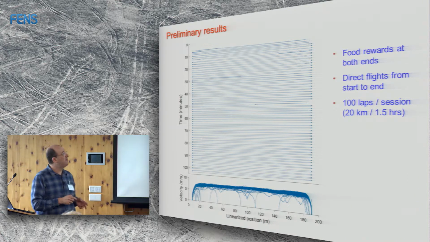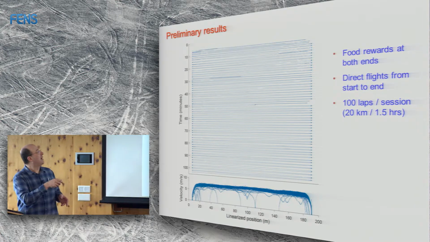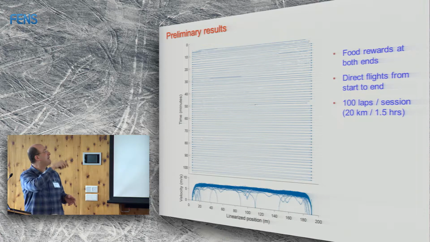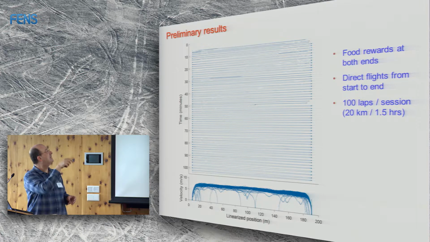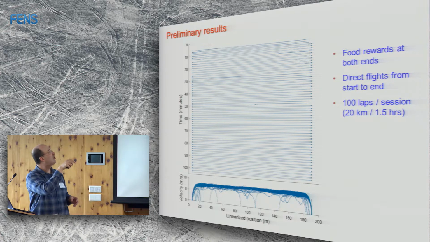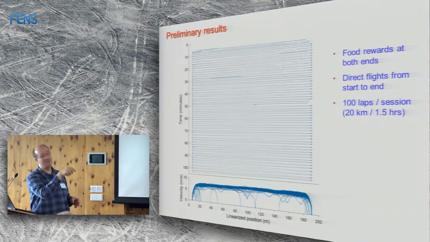So first of all, in terms of behavior, what Tamir did is put balls with food at both ends. So the bat flies back and forth, and you see, if this is 200 meters long and this is the 100 minutes of recording, the bat is flying like crazy, back and forth, back and forth.